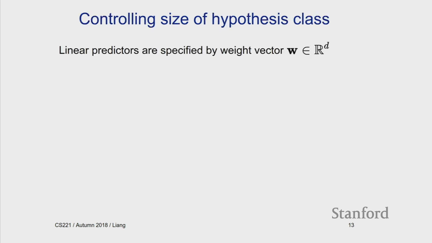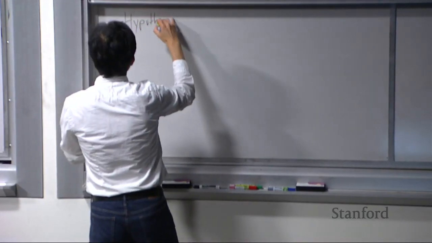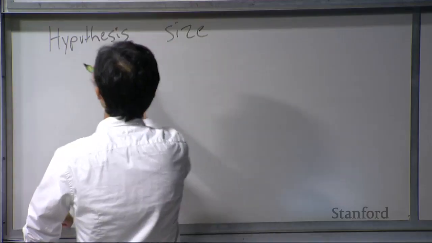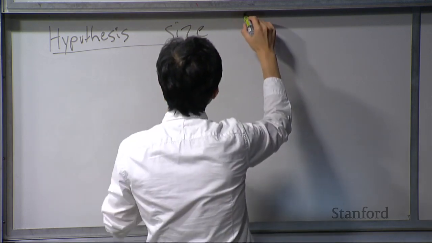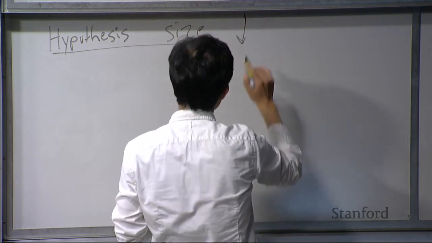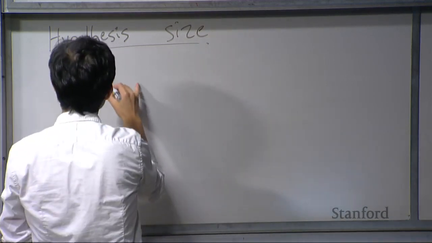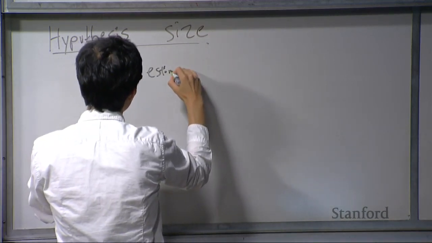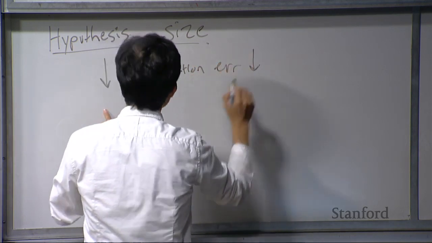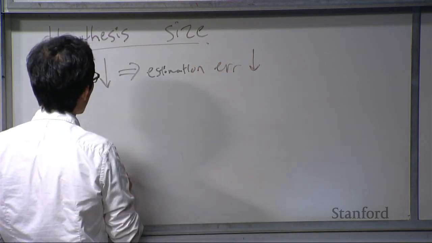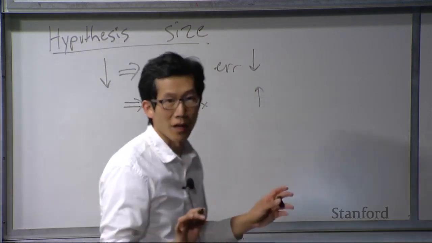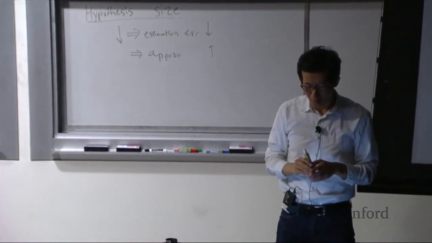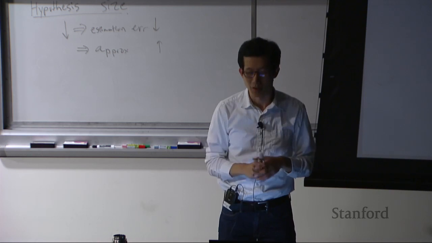Okay, so let's go on. Now we're talking about hypothesis size. Remember that we want to make this small. Let me actually just write it out. If you decrease it, then estimation error goes down, but the approximation error will go up. So there's a trade-off here. Let us see how we can manage this trade-off.